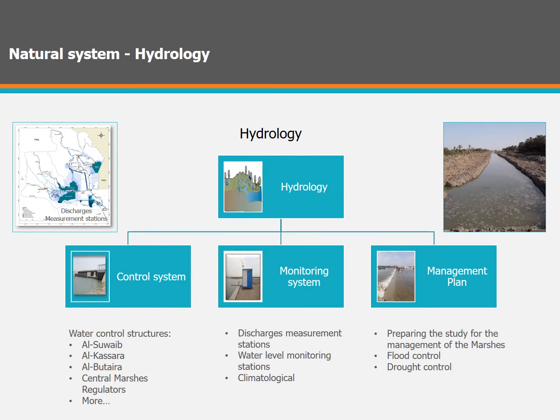We begin the examination of the natural system with a focus on the hydrological aspects. To be able to control the water in the marshlands, a control system is in place through water control structures, regulators in different places throughout the marshes. The monitoring system deals with discharge, water level, and climate-related data. A study including flood and drought control elements has been prepared to support the development of a management plan.